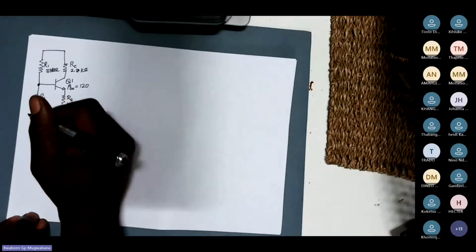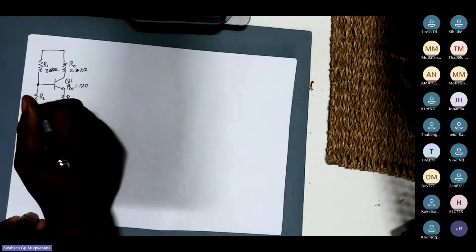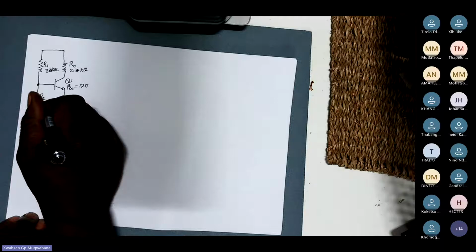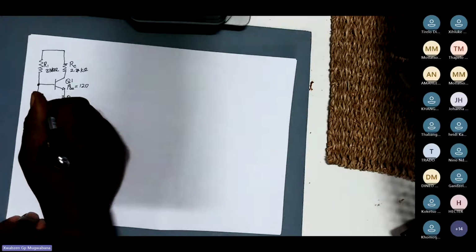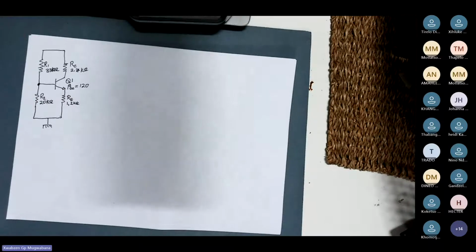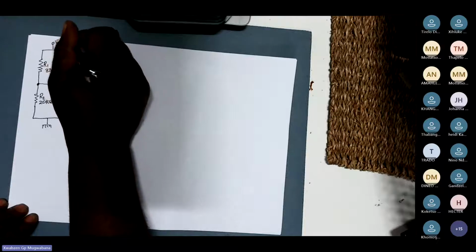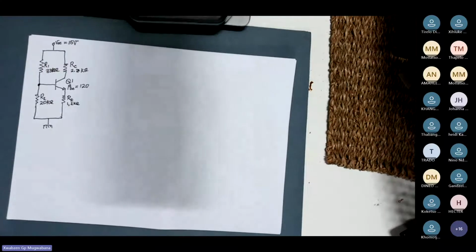And then let's say here is given as, let's see what we can name this, okay, let's just say 20 kilo ohms. Yeah, somewhere like this. Okay, now then we say our VCC is given as 15 volts.